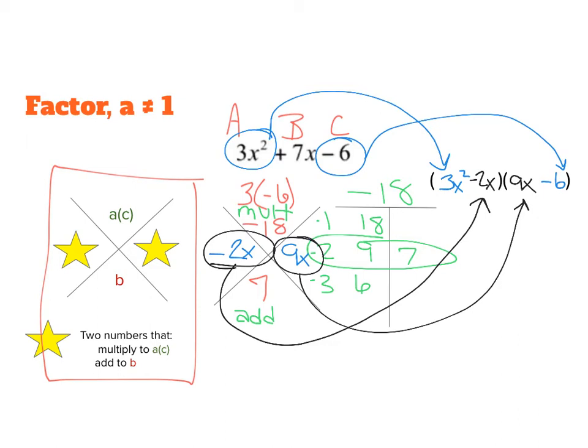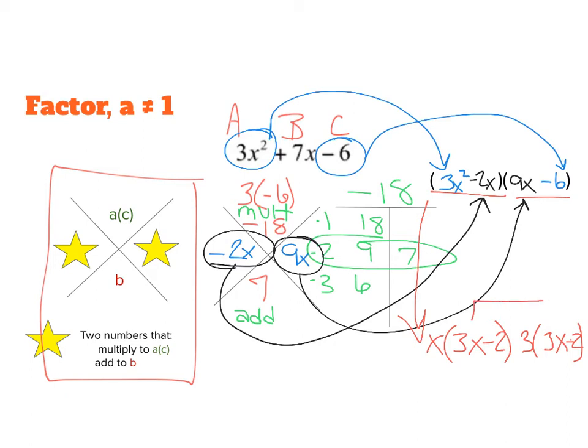Let's see. All right, so in this first set of parentheses, I can factor out an x. So I'm going to write this down here. I have x, and that leaves me with 3x minus 2. And then in my second set, I can divide out or factor out a 3. And that'll leave me with 3x minus 2.